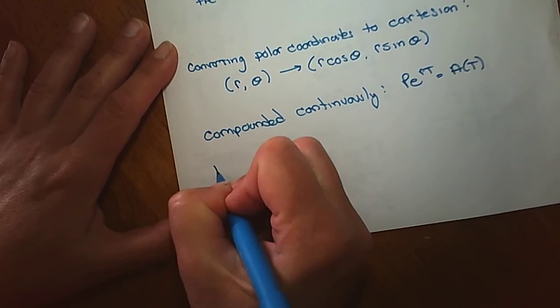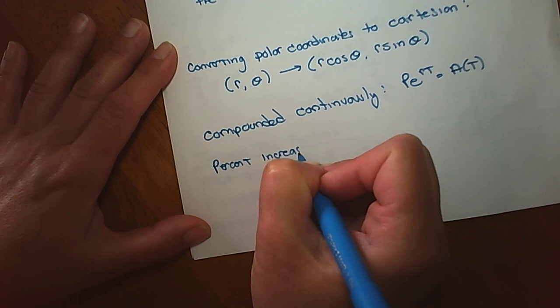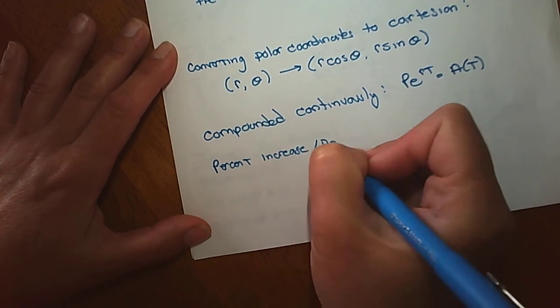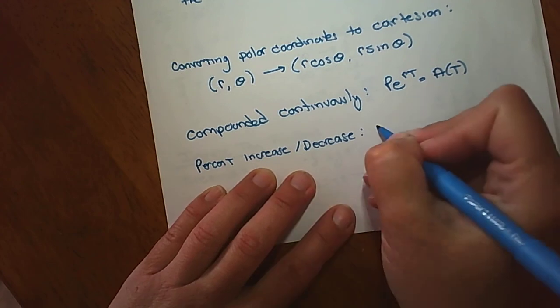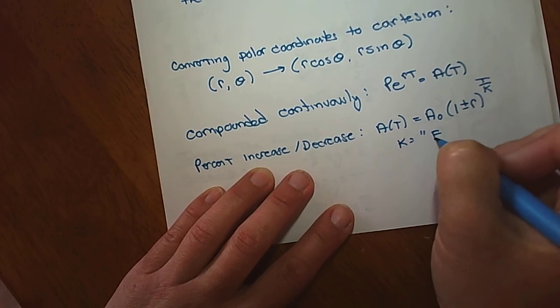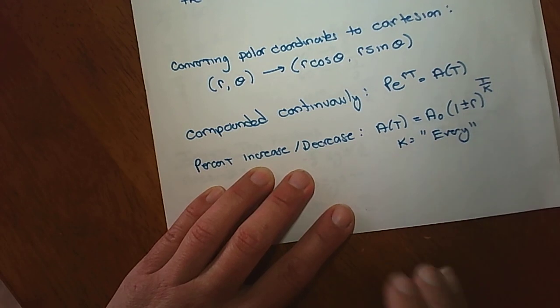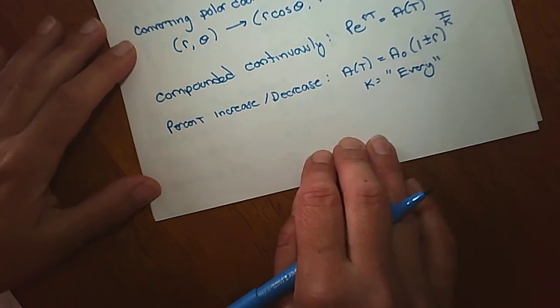There's just percent increase/decrease. And that basic formula is what? A of t, and k is what was the every. So if they said something happened every 5 years or every 2 days, you plug that number in there.